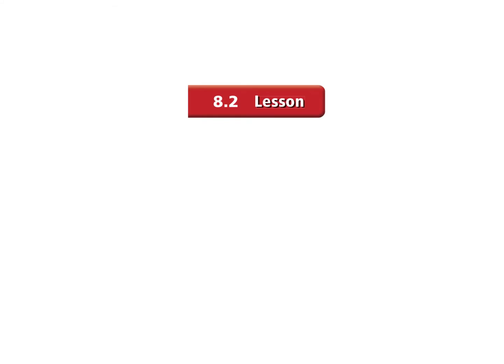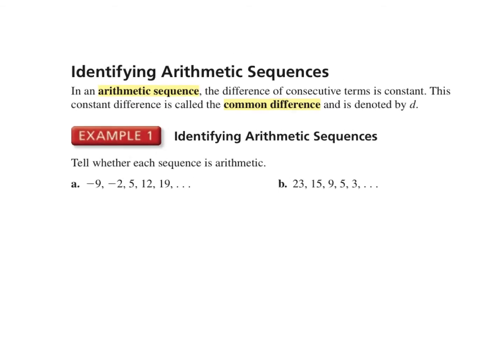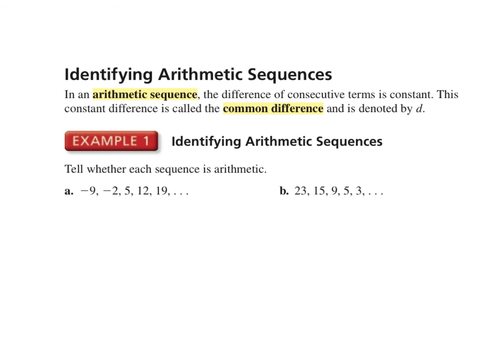All right, so 8.2, we're going to continue with our series and sequences, but we're going to look at more specific types of series and sequences. So these are arithmetic sequences. An arithmetic sequence is when you add the same number to each term.